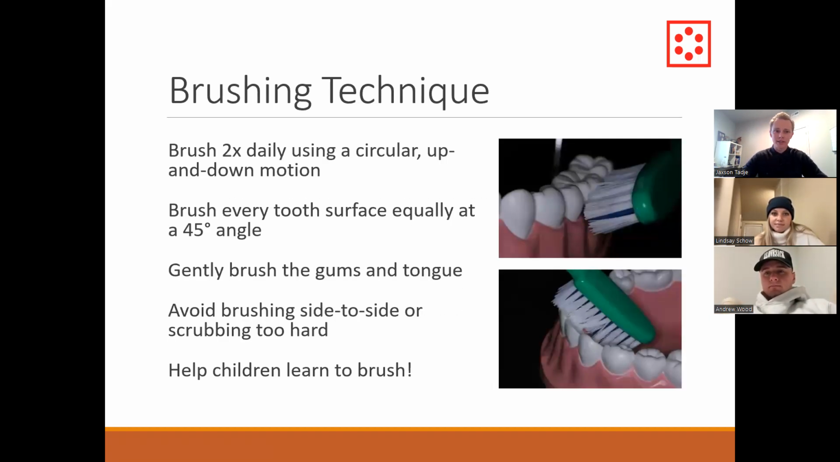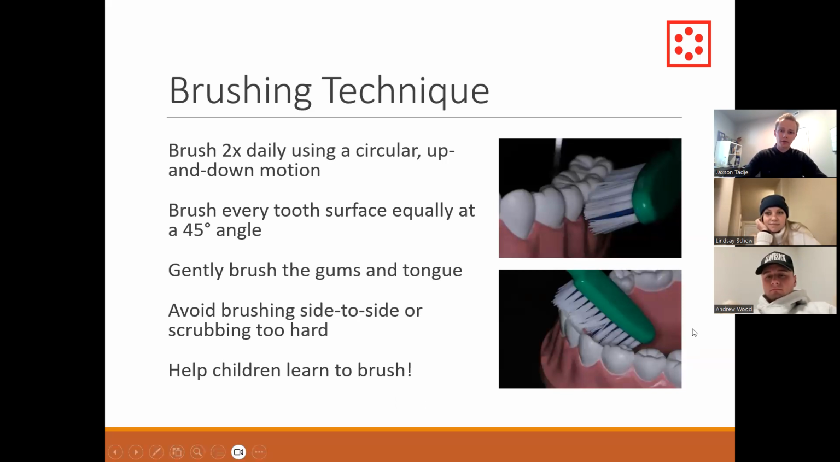All right, so proper brushing technique. Believe it or not, there is a good way to brush and there is a bad way to brush. Like Lindsay was saying, you want to make sure you're brushing 2 times a day. So usually at night, and the other time you can do it in the morning, or you can wait until after you've eaten when that plaque and tartar starts to build up. So 2 times a day using a circular up and down motion. Like it says here at the bottom, you want to avoid scrubbing side to side or scrubbing too hard, because that can actually wear down your gums and you can wear down the enamel as well. So you want to brush up and down in a circular motion.